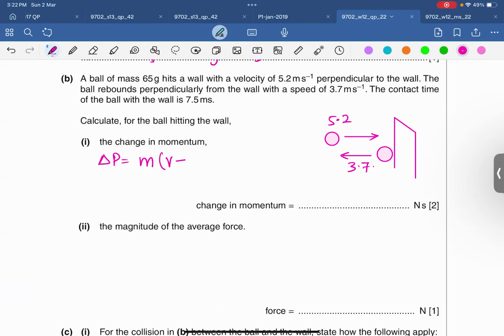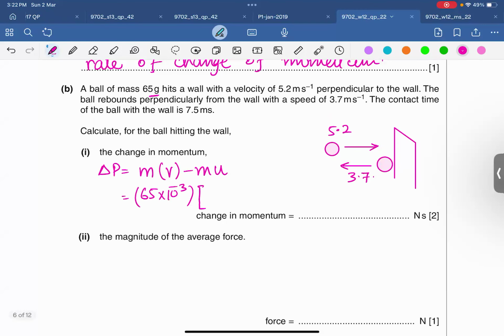mv minus mu. So the mass has been given as 65 grams. You have to convert it into kilograms, very careful. So 65 either divide by 1000 or do exponent negative 3. Now for the velocity I'm taking the mass common. For the velocity you have to do final minus initial, so the final velocity is 3.7.